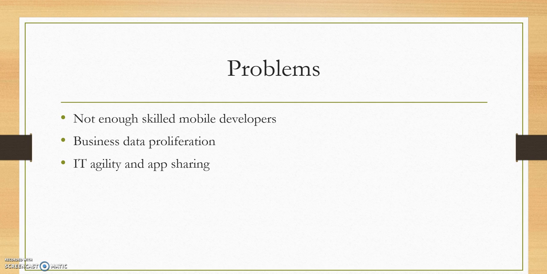The third one: IT agility and app sharing. Mobile app distribution typically happens through the App Store or through mobile device management governed by IT. This creates inherent friction to getting an app onto an employee's phone.